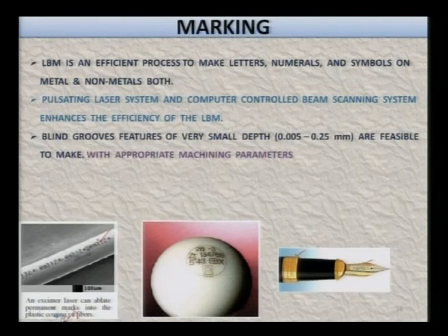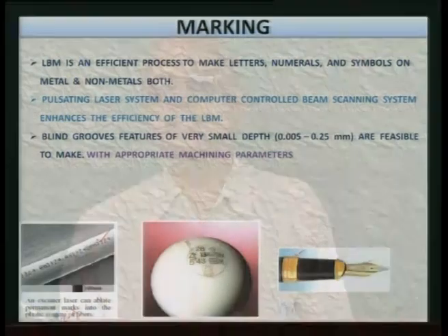Now, laser beam is an efficient process to make letters, numerals and symbols on metal and non-metal both, as we have seen in these three figures. A pulsating laser system and a computer controlled beam scanning system enhance the efficiency of the laser beam. All these processes take very little time because we are using CNC features of the laser beam machining system.